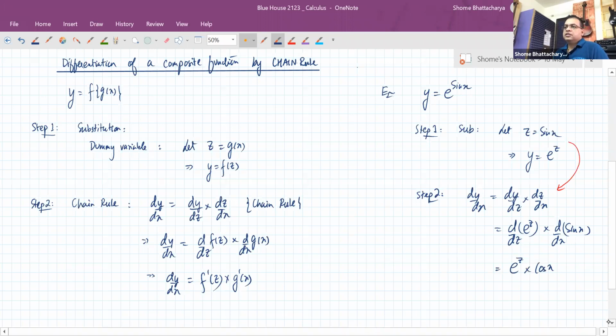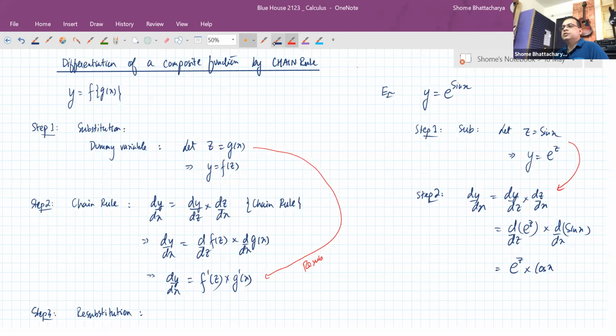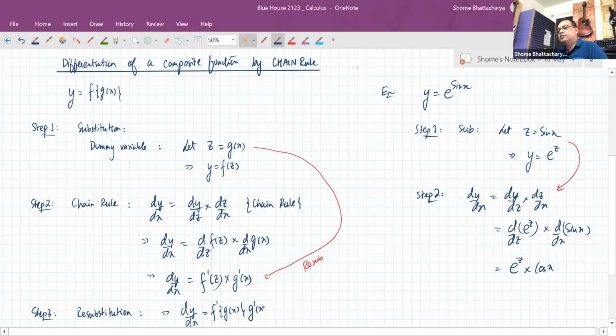Now the final third step is the re-substitution step. So in that we again re-substitute the value of z in terms of g(x). When we re-substitute, we get this relation that dy by dx's final value will become derivative of f of g(x) multiplied with derivative of g(x).